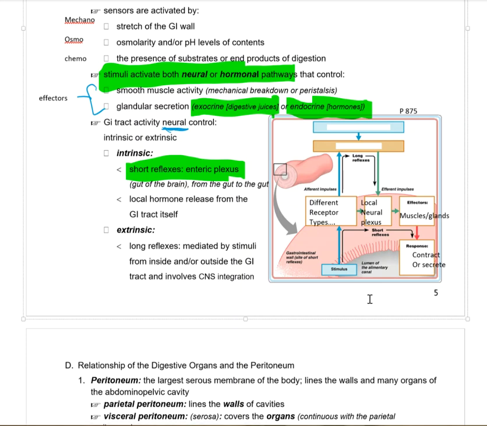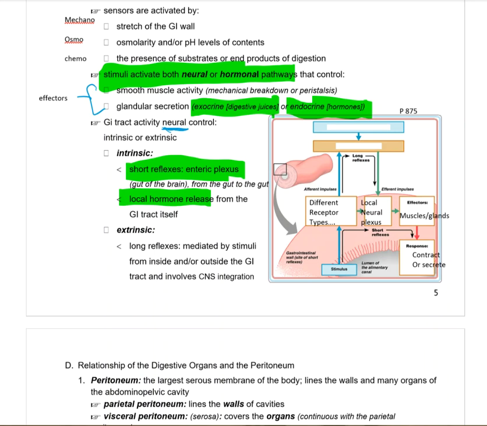Okay? So we sometimes call the enteric plexus the gut brain, because it's doing a reflex, right? This is like a reflex. And it's not using our normal control centers, our brain or spinal cord. It just does everything inside the gut. It notices there's something there, it sends a message locally, and it releases whatever it needs to release or contracts. Okay, so we get local hormone release or local contraction from the GI tract itself.